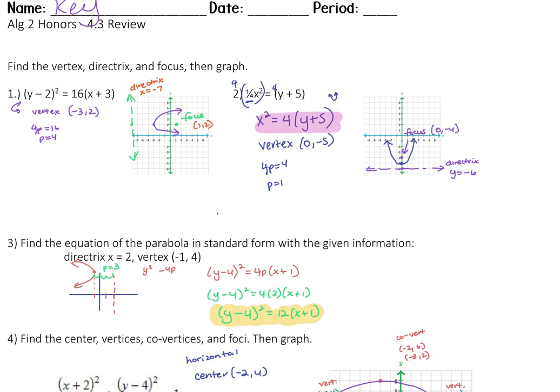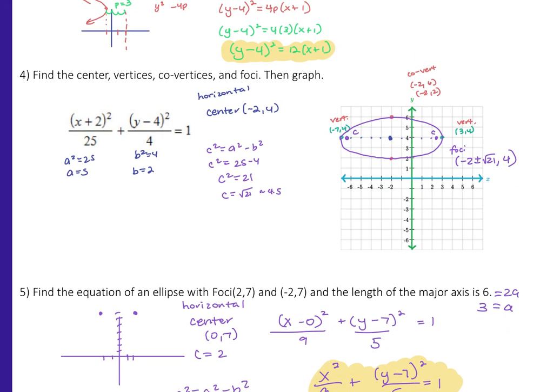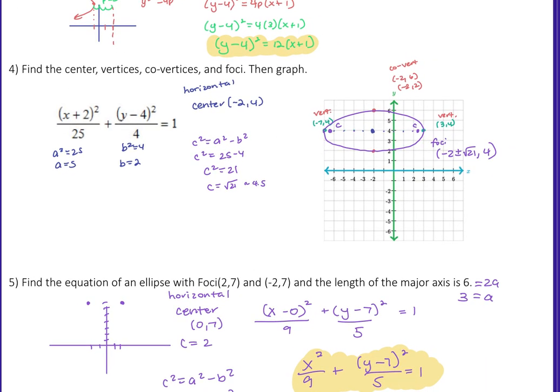3 was your flip of this, so here's the information and then get the equation. Any questions on 1, 2, or 3? So those are the parabolas. Okay, then 4 and 5 were your ellipses.